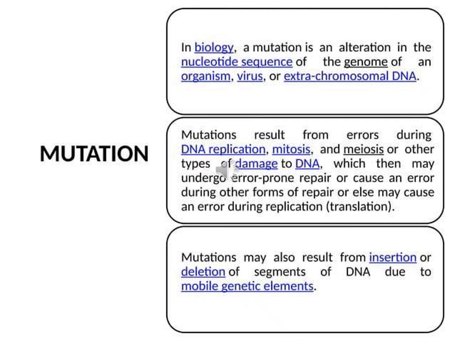Genetic mutations are permanent changes in the DNA sequence affecting the gene structure or expression. In biology, mutation is an alteration in the nucleotide sequence of the genome of an organism, virus, or extrachromosomal DNA. These mutations result from errors during DNA replication, mitosis, meiosis, or other types of damage to DNA, which may undergo error-prone repair or cause an error during other forms of repair, or else may cause an error during replication.